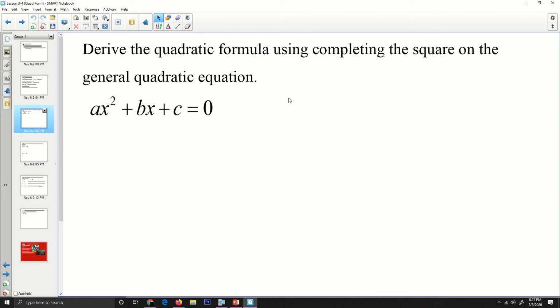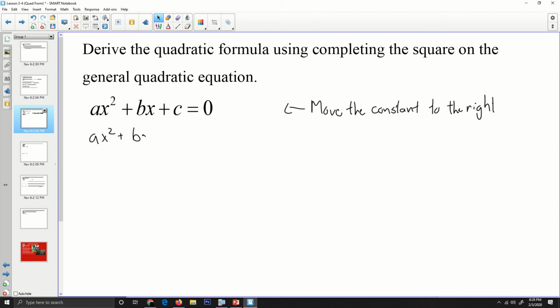So we're going to follow the steps. And the first step, if you remember, was to move the constant to the right. And so I'll get ax squared plus bx equaling negative c. So I got to subtract c from both sides. And I don't know what a is, so I have to assume it's not 1. So we're going to divide by a. If I divide ax squared by a, I'll get x squared. bx divided by a is b over a x. And then negative c divided by a is negative c over a.